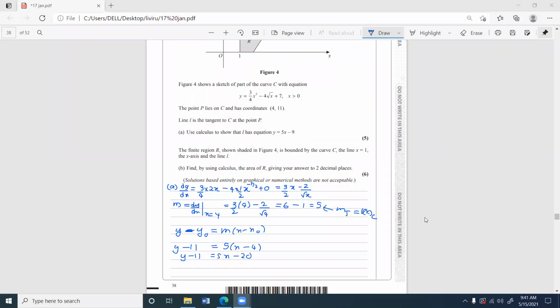Okay, right. Then you can say this is y equals 5x. If you bring this minus 11 to the other side, it turns into minus 9. So you can get this answer. Then the finite region R shown in the shaded figure 4 is bounded by x equals 1 and the line L. Find the region R.